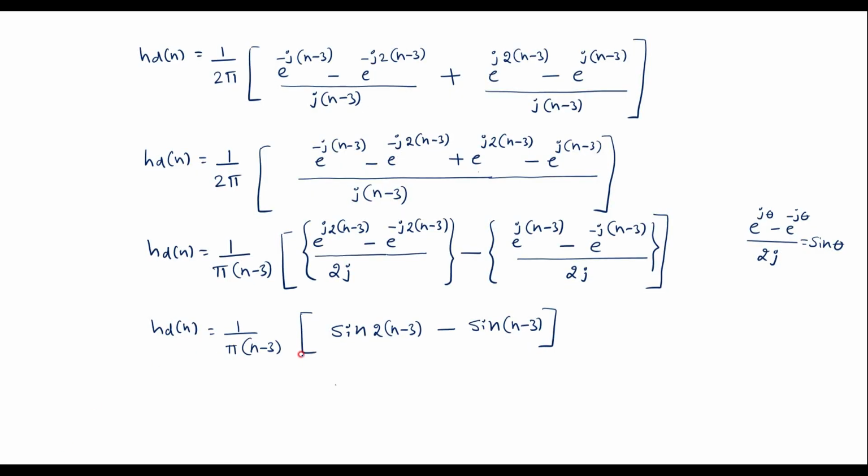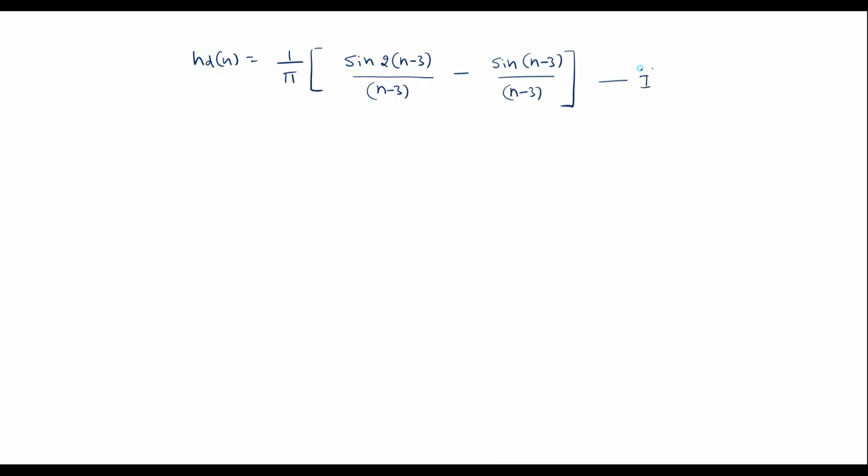Further I can simplify this by taking n minus 3 inside the bracket separately for the first sine term and second sine term as hd of n is equal to 1 over pi, sine 2 of n minus 3 divided by n minus 3 minus sine of n minus 3 divided by n minus 3. Let me call this equation 1.